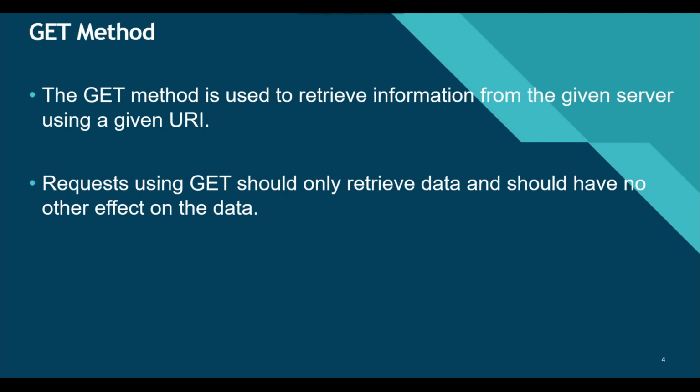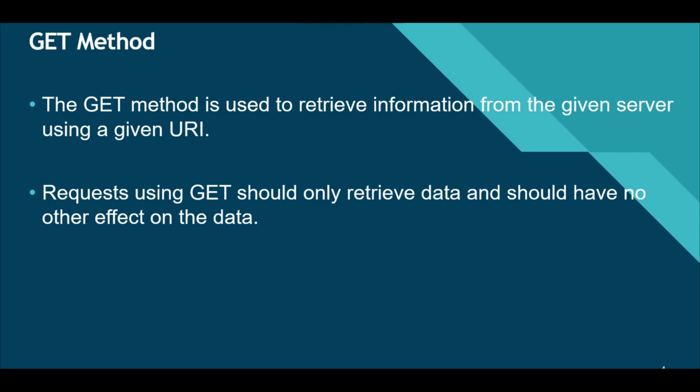Okay, so let's begin with the get method. The get method is used to retrieve information from the server through a URL. A request using get should only retrieve data and should not affect the data on the server.